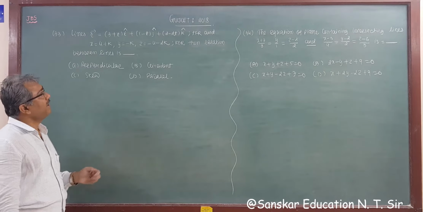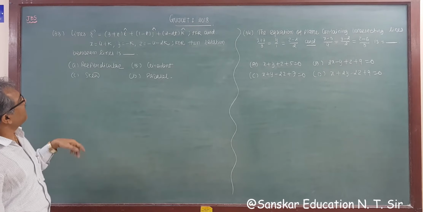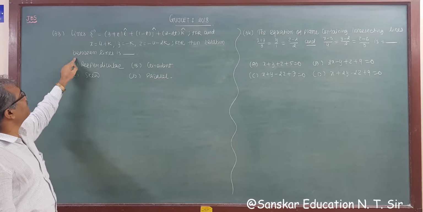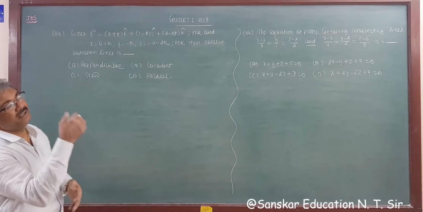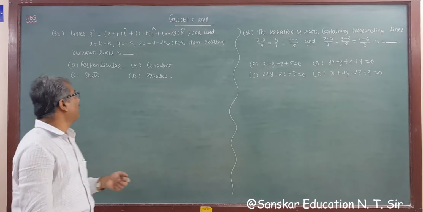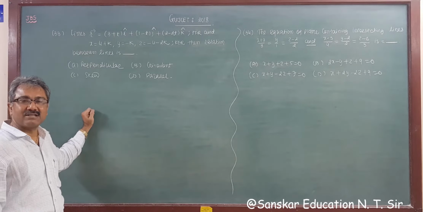Question number 33 of Gujarat 2018. Given that two lines are given, then what is the relation between the lines? So this means we have to find out whether the lines are parallel, coincident, intersecting, or skew. For that we require a point and the direction of both lines.